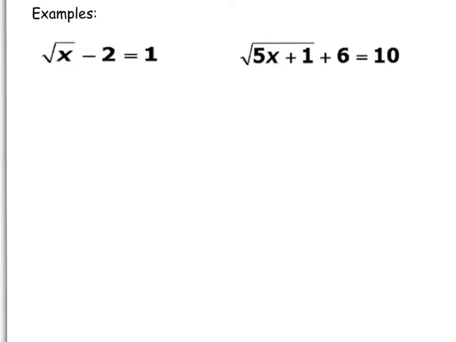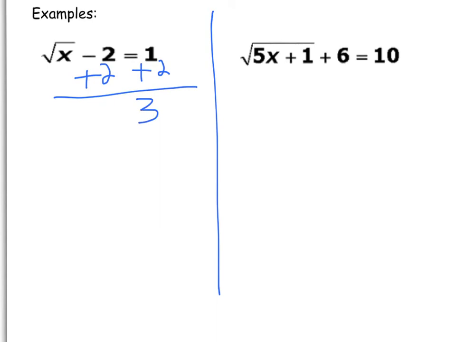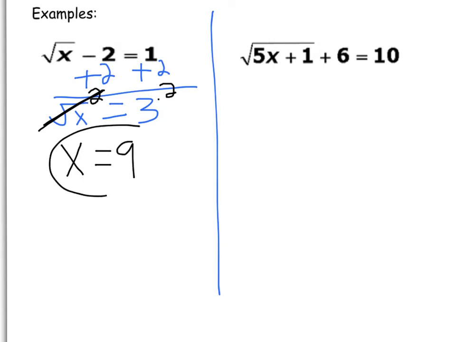A couple more examples. Alright, I see square root of x minus 2 equals 1. I need to get rid of this 2 so the square root can be by itself. So I'm going to add 2 to both sides, and I get 3 equals the square root of x. Okay. How do I get rid of a square root? I square both sides. These cancel so that x is free. And I end up with 3 squared is 9.